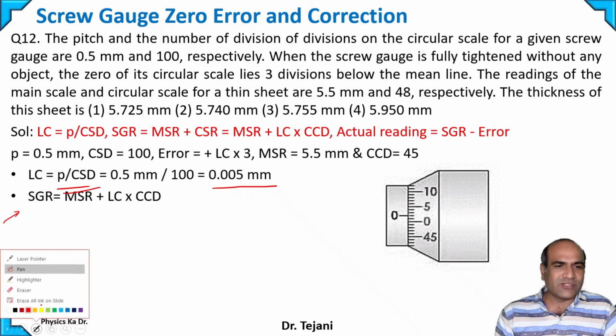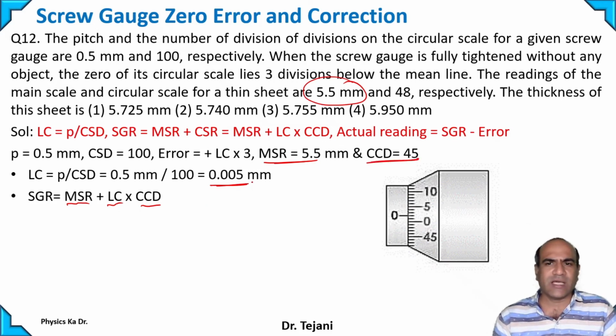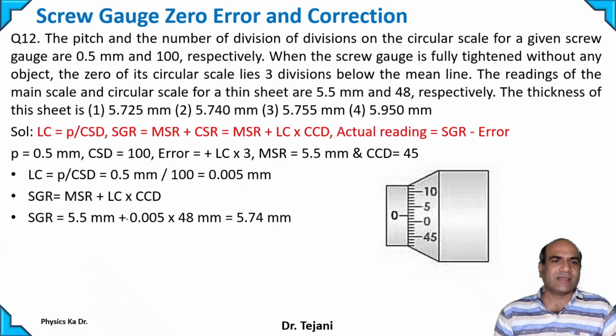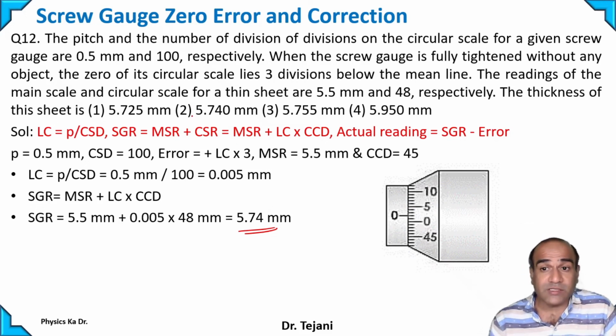For the screw gauge reading, it is main scale reading plus least count multiplied by CCD. We have main scale reading 5.5, and the least count just calculated is 0.005 millimeter, and the 45th circular scale division matches. Putting this in, the answer is 5.74 millimeter, which is mentioned somewhere here.